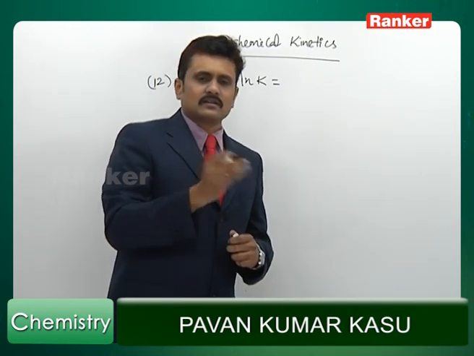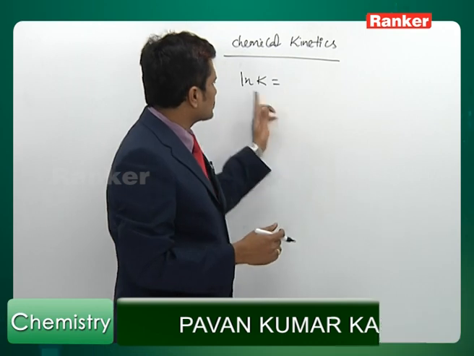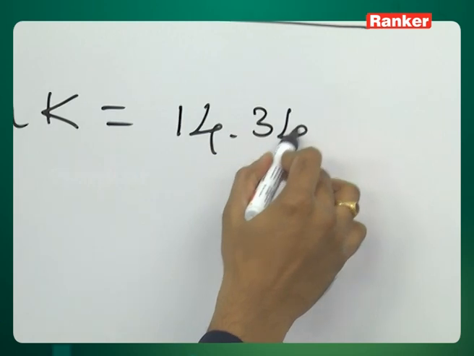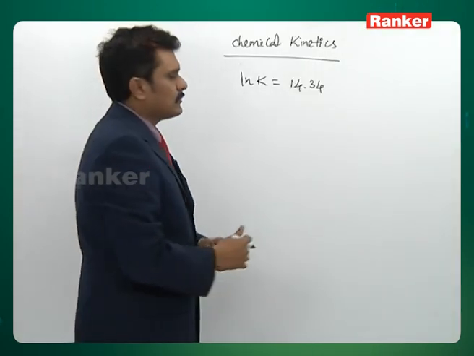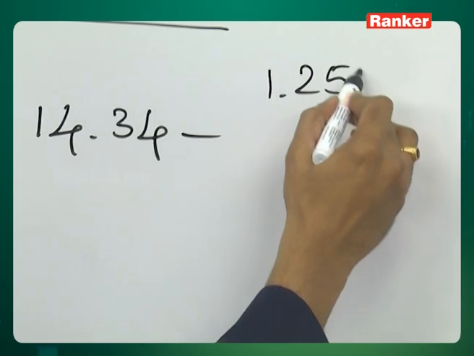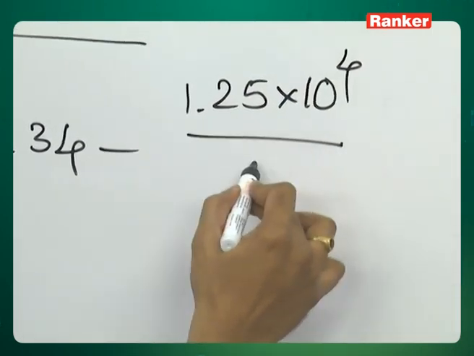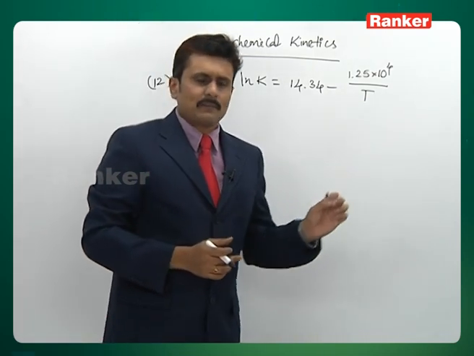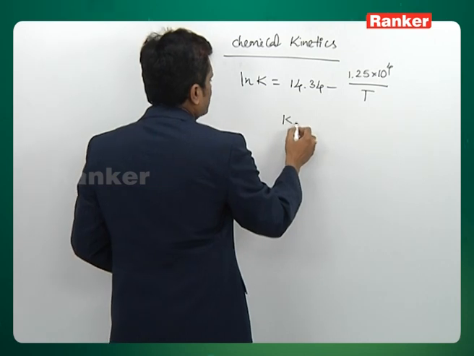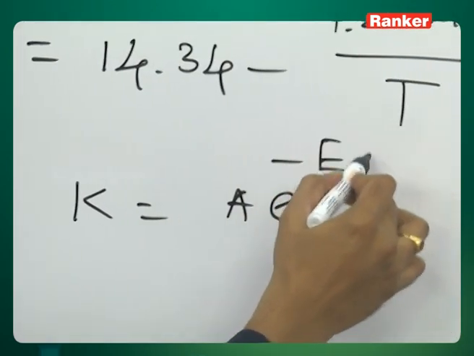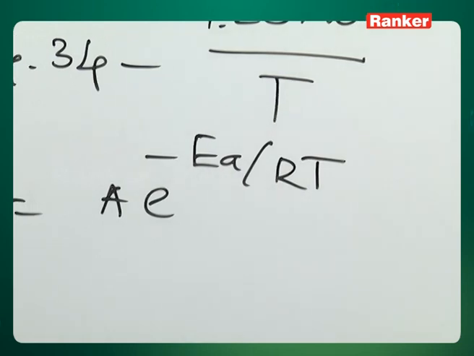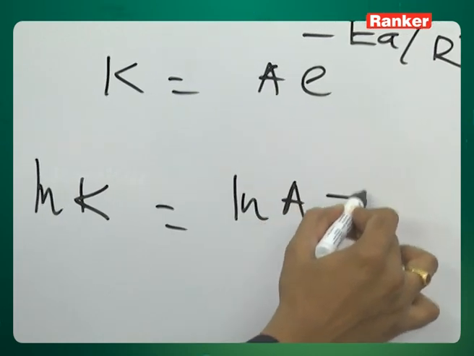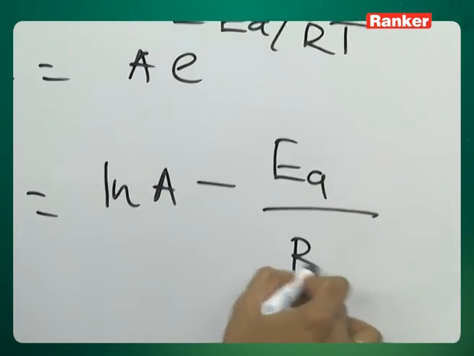We have the Arrhenius equation in terms of logarithms, where we are given log K as 14.34 minus 1.25 into 10 to the power 4 upon temperature in Kelvin. Now when we are given this expression, we will map it with the Arrhenius equation and take the existing values. When I write this as natural logarithm of K, we write it as natural logarithm of A minus EA upon RT.